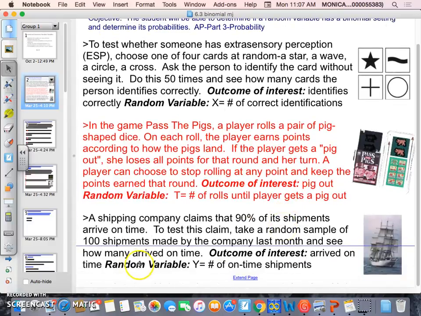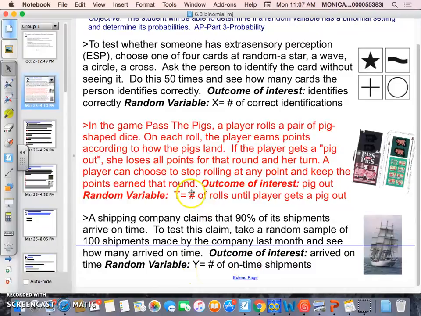Okay, and then the last one is a shipping company claims that 90% of its shipments arrive on time. To test this claim, you take a random sample of 100 shipments and you see how many arrived on time. So it's either on time or your other would be late. And so your random variable would be the number of shipments on time.